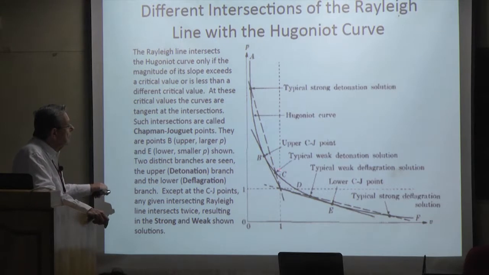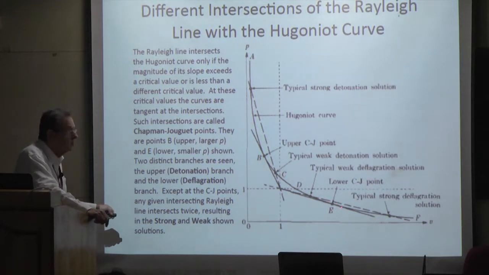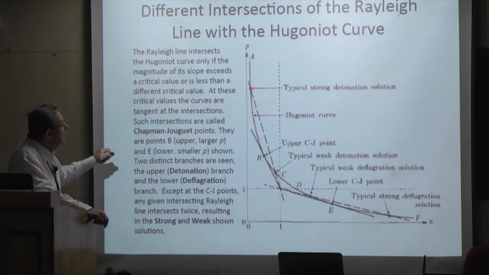Okay, there's a particular point here, the tangent point, where there's only one solution, and another point here where there's only one solution. These special points, where the Rayleigh line is tangent to the Hugoniot curve, are Chapman-Jouguet points. This is at a higher pressure. This is the upper Chapman-Jouguet point. This is a lower pressure. This is the lower Chapman-Jouguet point. And so the Chapman-Jouguet point divides the intersections into two parts.